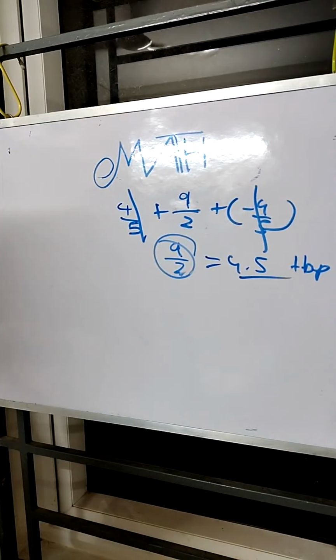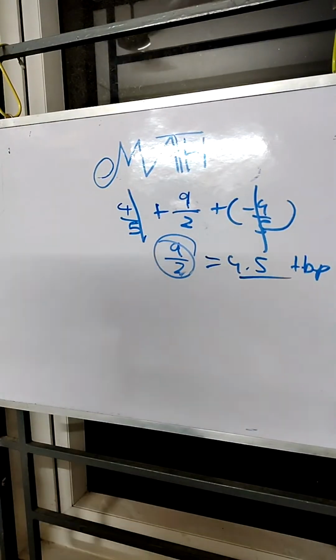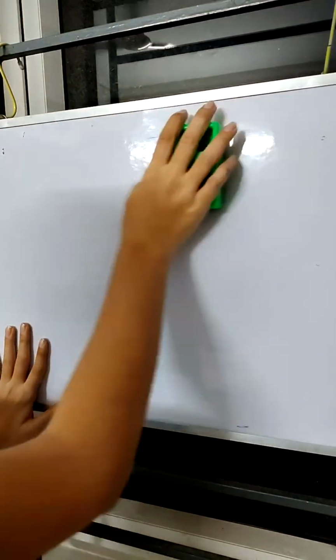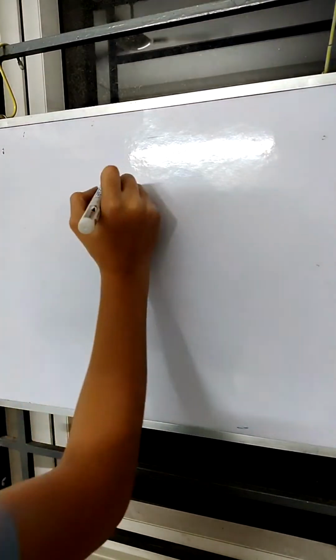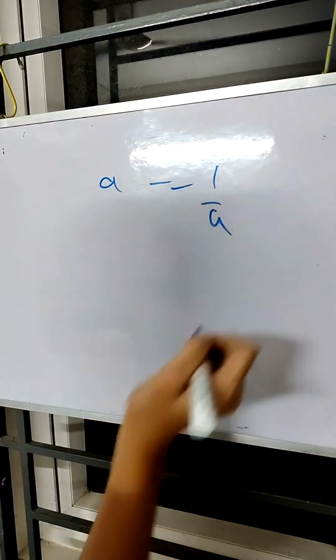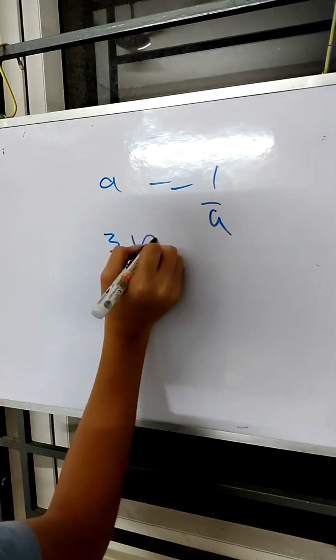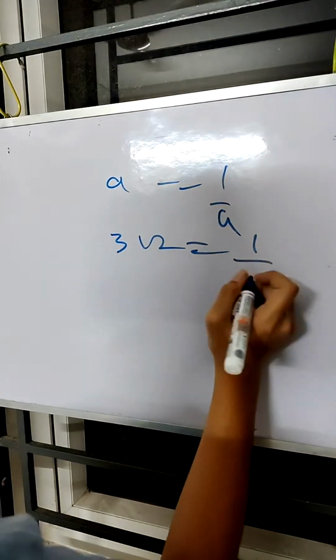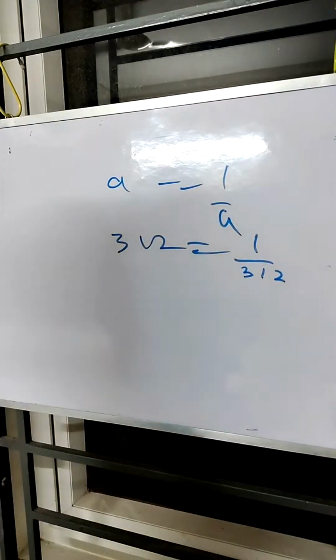Now write the multiplicative inverse of 3/12. So, the multiplicative inverse of any number a is 1 by a. So let's say 3/12, the multiplicative inverse is going to be 12/3.